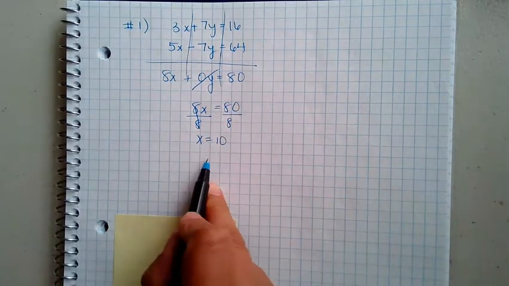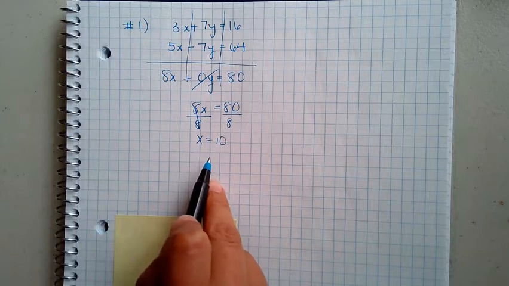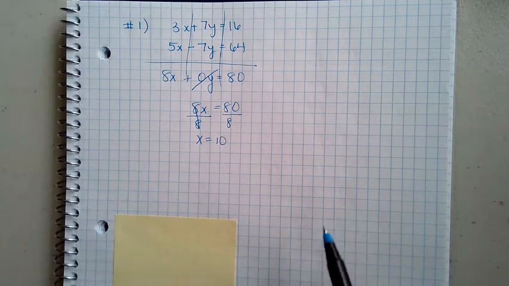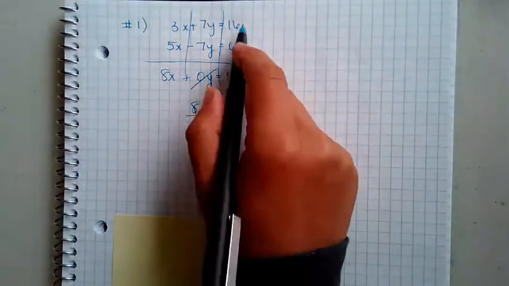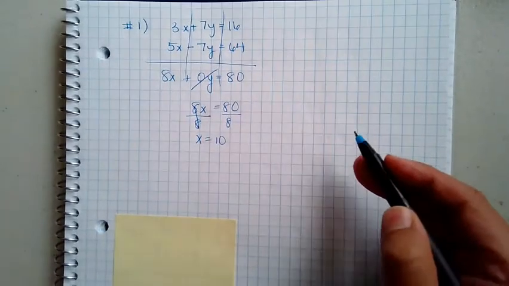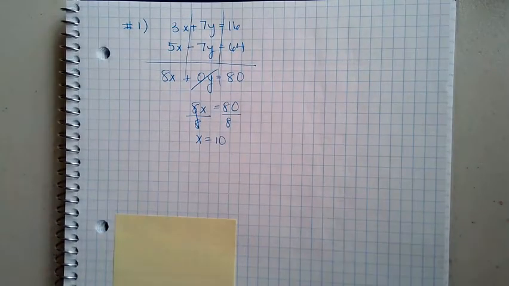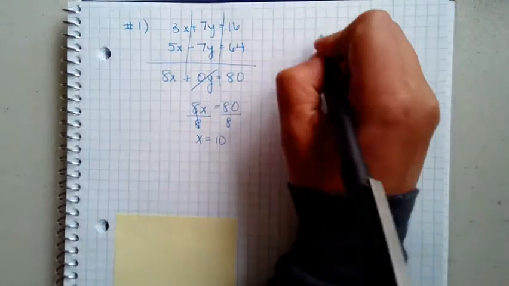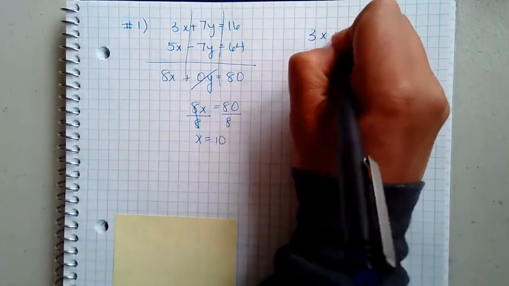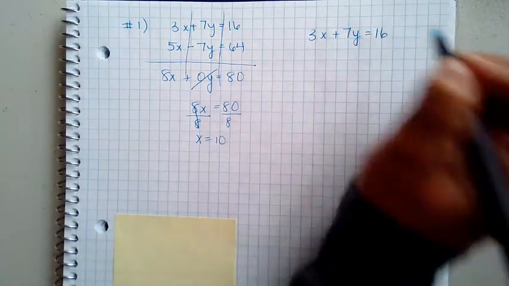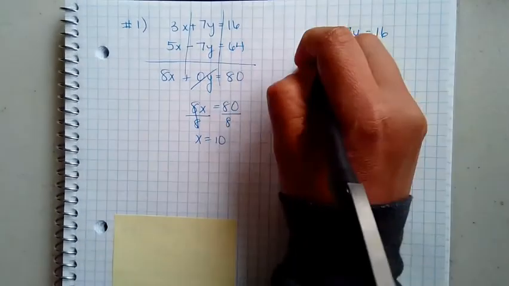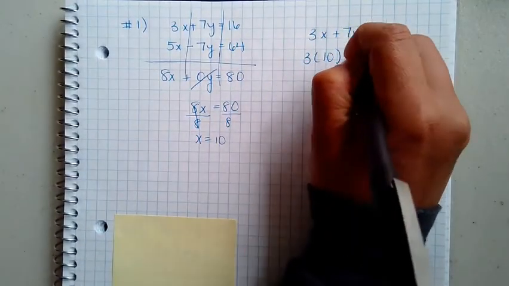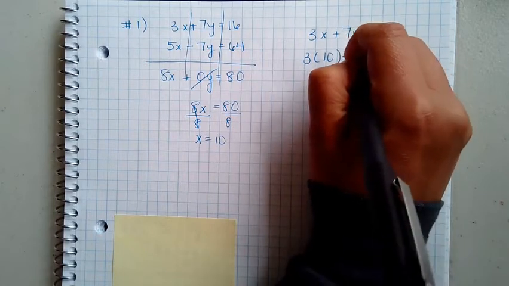Now we know that's half my problem, right? I need to get x by itself, and I need to get y by itself. So then I'm going to pick one of these equations. It does not matter which. I typically pick the first one just out of habit, but it doesn't matter. So if I take the first equation, 3x plus 7y equals 16, and I plug 10 in for x. Oops, that's supposed to be a plus. Sorry, guys.